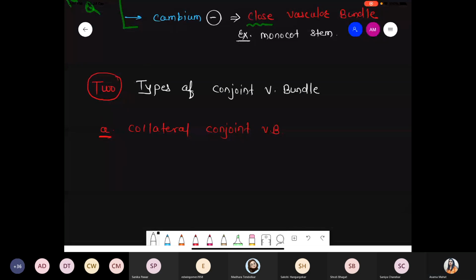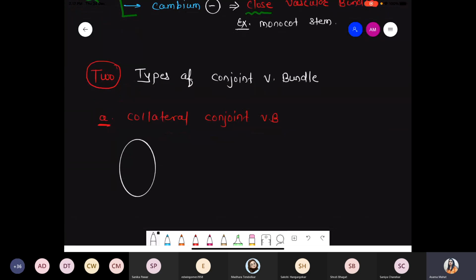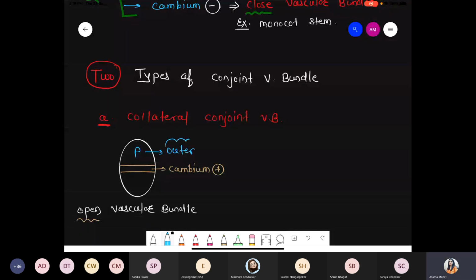So we'll try to understand. Suppose this is a single vascular bundle, and I'm talking about the open vascular bundle. Opening means that at the center there is the presence of the cambium. So cambium present, that's what we are saying. Now towards the outer side, phloem is present. Xylem is present toward the inner side of the plant anatomy. And between xylem and phloem, cambium is sandwiched, located exactly between xylem and the phloem.